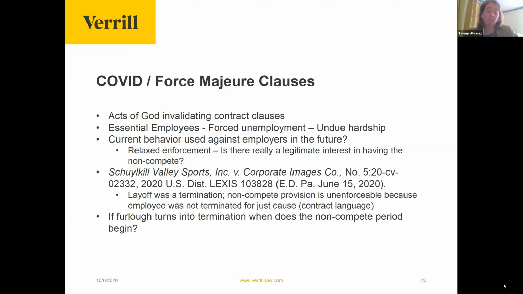We have seen one specific case at this point in time out of the Eastern District of Pennsylvania, the finding that a layoff was a termination, and within the terms of the contract itself, the non-compete provision wouldn't be enforceable if the individual was terminated. So the layoff was considered a termination. But question, if you furloughed an employee with a non-compete and that furlough later turns into a termination, does the non-compete period begin to run at the time of furlough or the time of the termination? So those are things you're going to want to keep in mind.